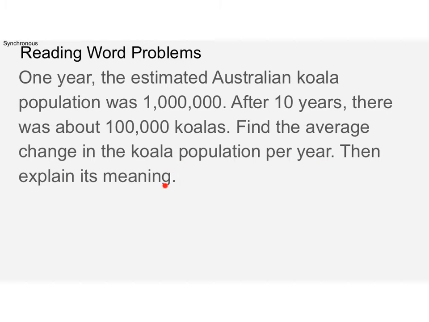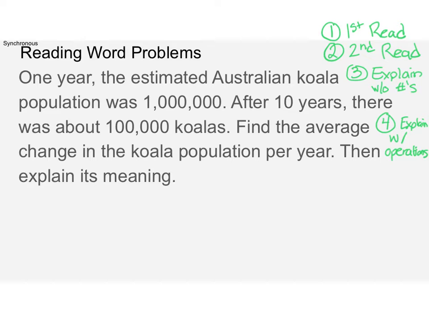Then explain its meaning. When you come to a word problem, the best thing is to read it and then read it again. So what I like to tell students is first read it through one time and then read it again a second time. And then after that read, you should be able to explain what this word problem is without numbers. If you can't, then you can go back in and try to figure it out. And then the fourth is to explain with the operations. So we've read it one time, so now we're going to go ahead and do the second read.